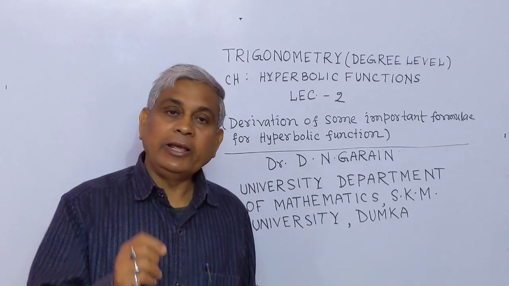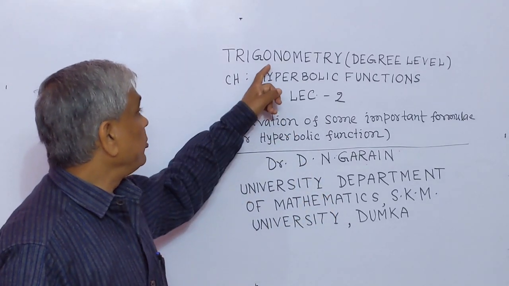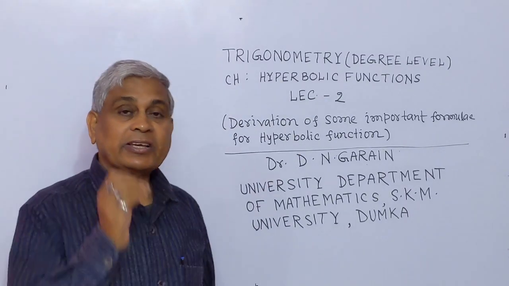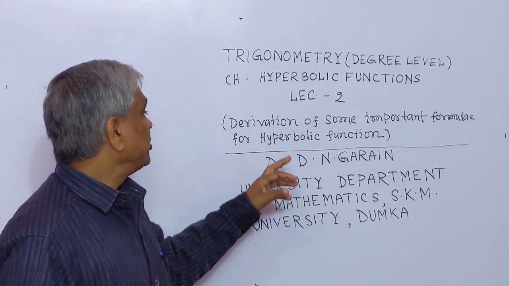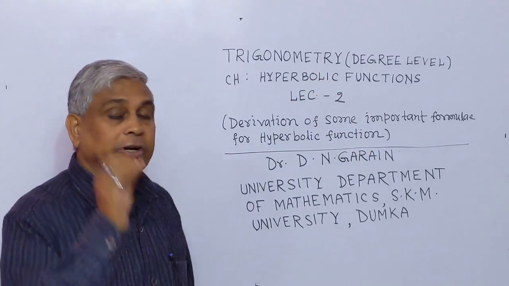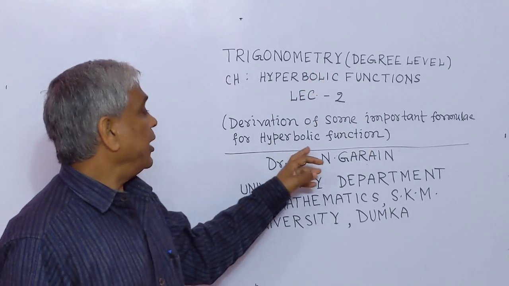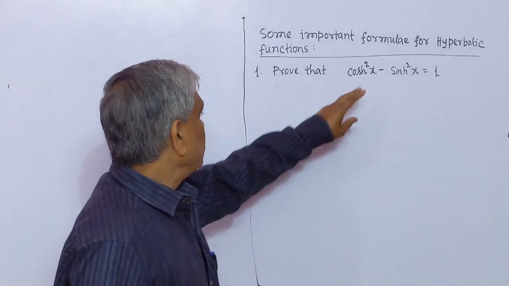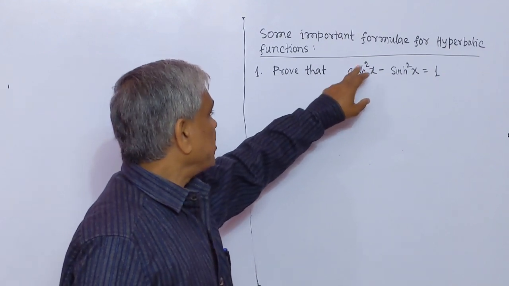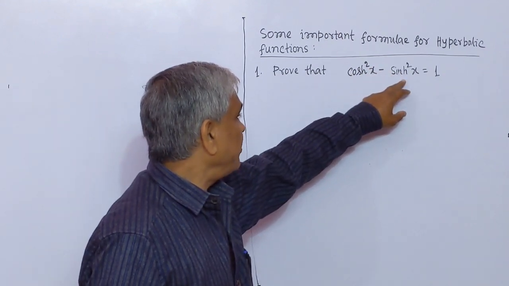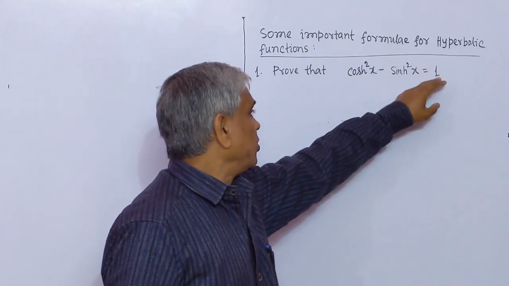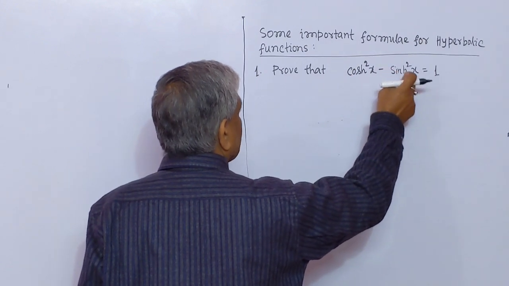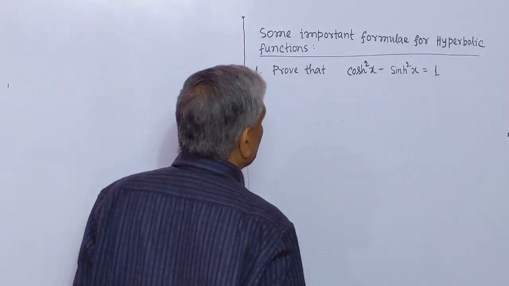Today I will deliver a lecture on trigonometry, degree level, chapter hyperbolic functions, lecture number 2, in which I will derive some important formulas for hyperbolic functions. Now we prove a formula. The formula is the square of hyperbolic cosine x minus the square of hyperbolic sine x equal to 1. That is, cosh square x minus sinh square x equal to 1.